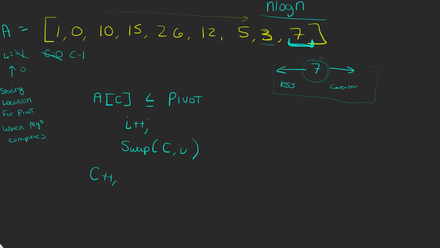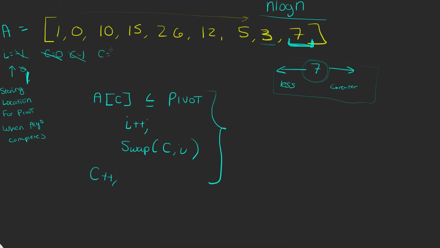Okay, is 0 less than 7? Yes, it is. So what are we going to do? Well, we're going to do this logic. This is kind of our comparison logic. We're going to increment I, so I is now 1, and we're going to swap 1 and 1. Okay, so again, we're swapping with ourselves, so we do the swap. It yields really no change at all, and then we increment C.